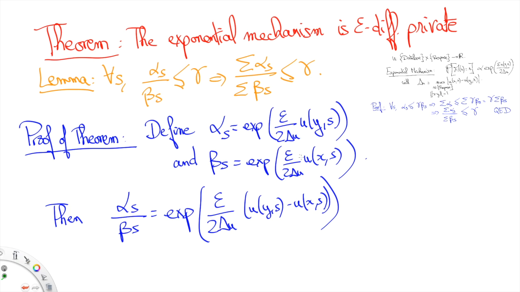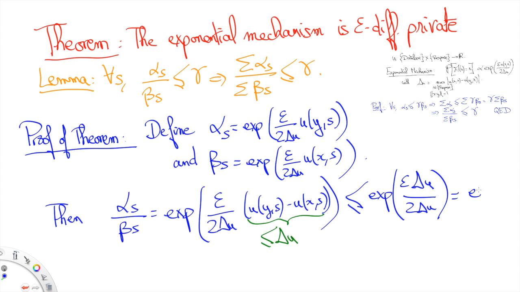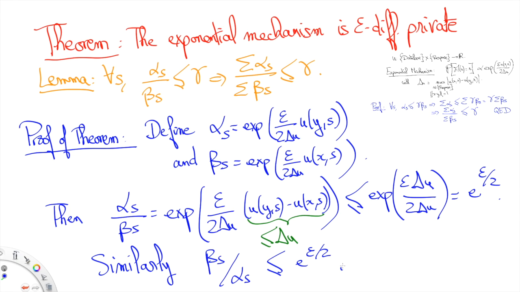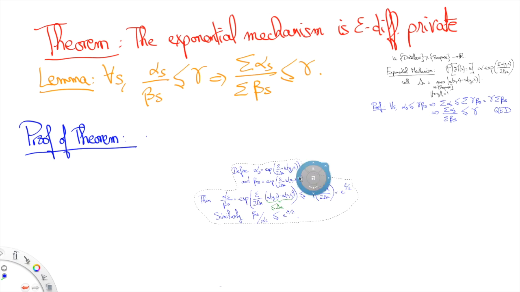And we know that this difference is at most delta u by definition of delta u. So this is at most exponential of epsilon delta u divided by 2 delta u, which is epsilon divided by 2. And similarly, we know that beta s divided by alpha s is also at most e to the epsilon divided by 2. Now, let's consider any response R.